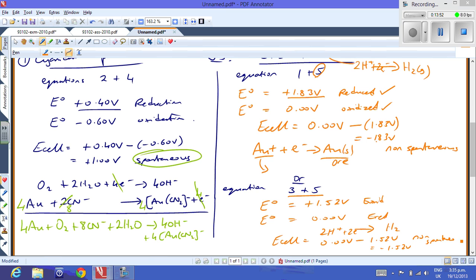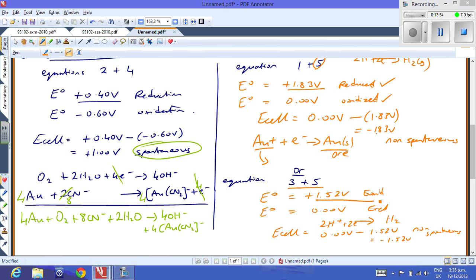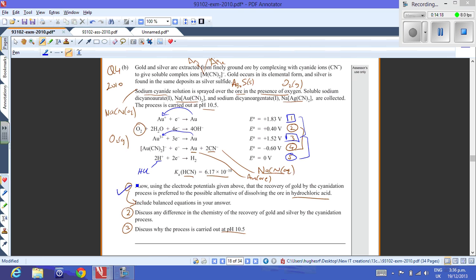Again, in other words, the species with the higher reduction potential is going to be reduced. So the Au3+ will be reduced back to Au solid, which means it's still trapped in its ore, which is no use to us in the extraction process. So that's why the cyanidation process is preferred over dissolving the ore in hydrochloric acid, which was the first part of the question that we needed to answer. And we included a balanced equation where we could, which was for the spontaneous reaction.